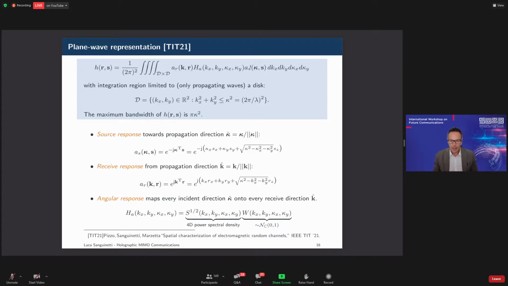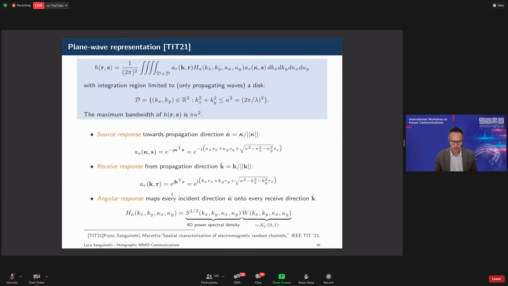where A_S here is the source response, which is basically the array response towards a particular propagation direction, which is indexed by this vector kappa. Then we have the receive response from a particular propagation direction k. And then we have the angular response in between, which maps every incident direction kappa onto every receive direction k. So these three components are enough to characterize the entire channel between a point on the source side and a point on the receiver side. And the integration here is not over the entire wavenumber domain, but over a disk which depends on the wavenumber of the system, which is basically a function of the wavelength of the system.